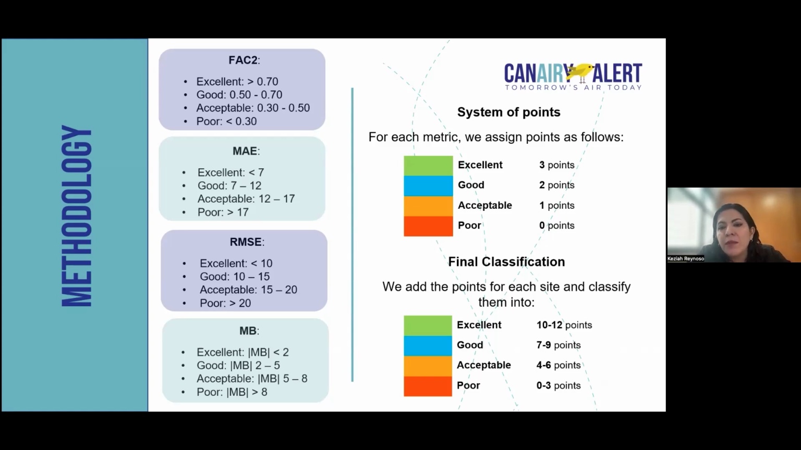Once we have established this criterion, we choose a points-based system. So each metric gets assigned a point depending on the performance that we found. Excellent, 3 points, good, 2 points, acceptable, 1 point, and poor, no points. Then the final classification, we get that by adding all of the points on all of the different metrics for the performance per station.